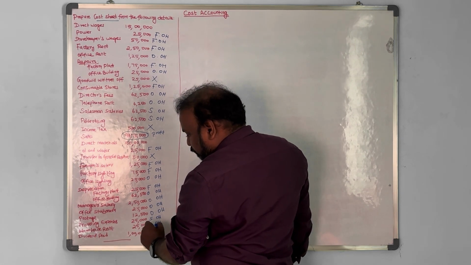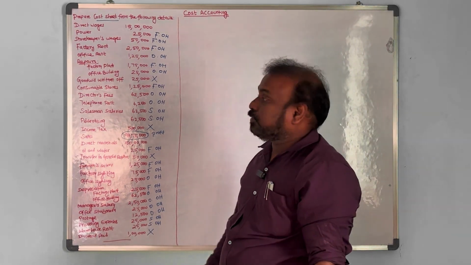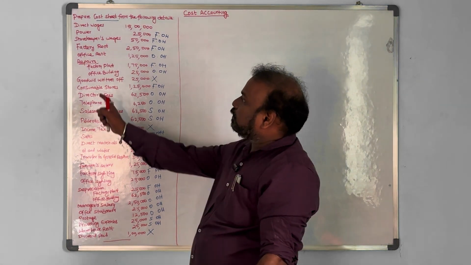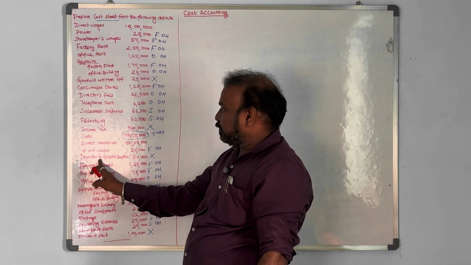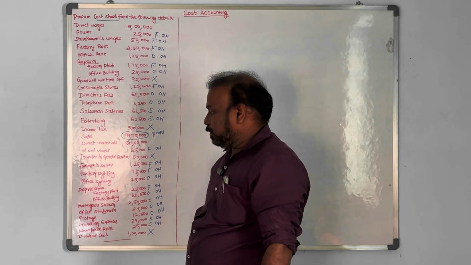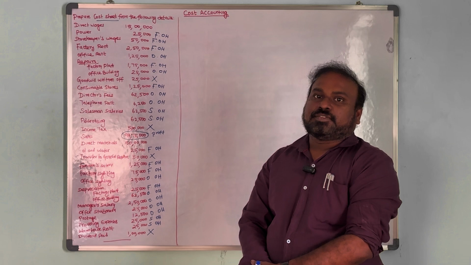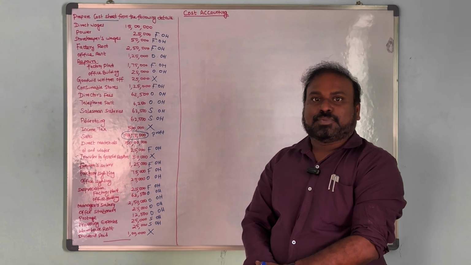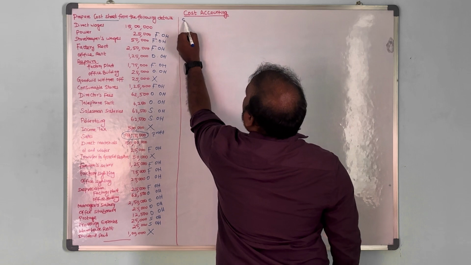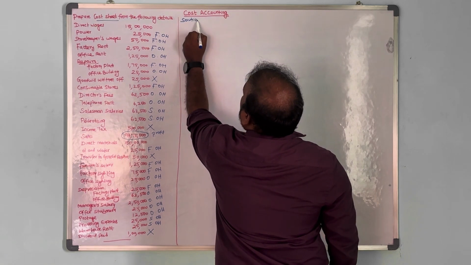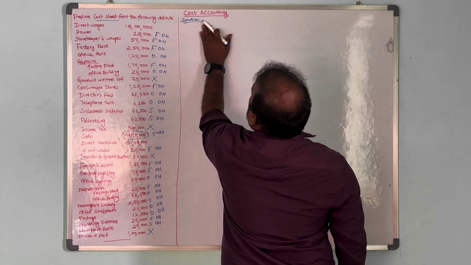Dividend paid is not relevant to cost accounting, so this also should be ignored. Remember that goodwill written off, income tax, transfer to general reserve and dividend paid, these 4 items are not relevant to cost accounting, so they should be ignored while preparing the cost sheet. We go for the solution for this problem. Preparation of cost sheet.